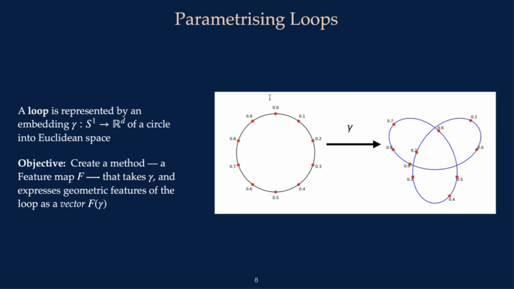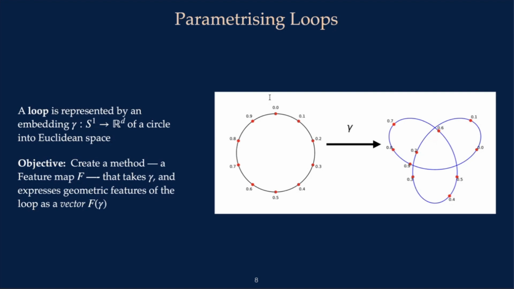So let's take a moment to think about how these loops are actually represented when you feed them into a machine learning algorithm or any computer. So here by loop, we mean it is an embedding, a topological embedding of the circle into some Euclidean space.